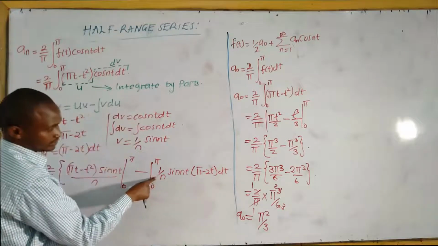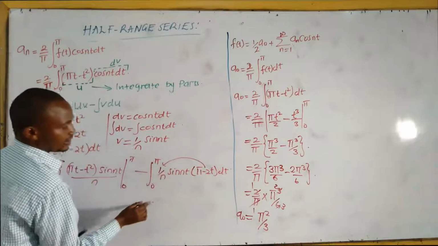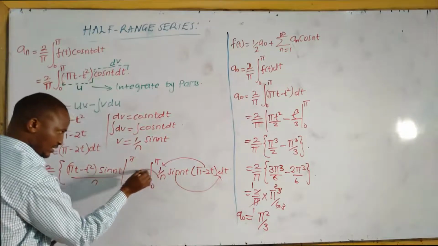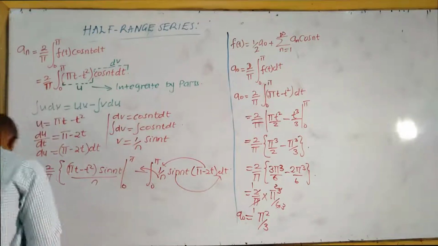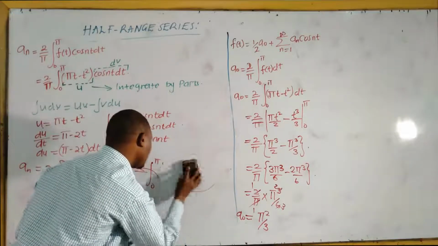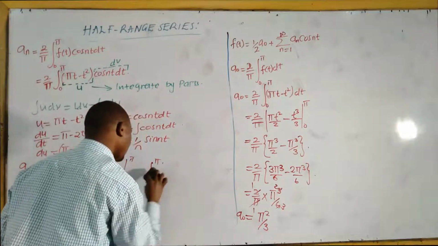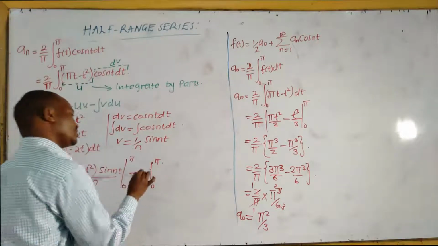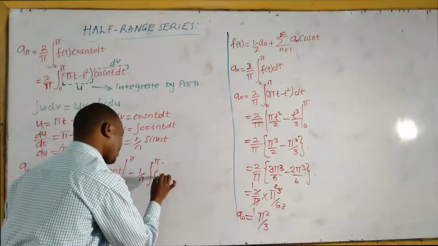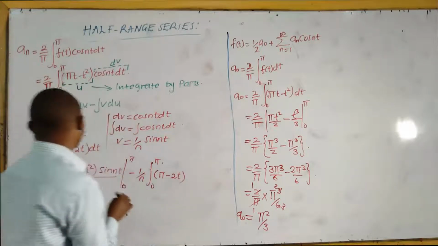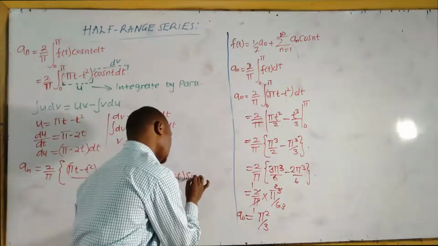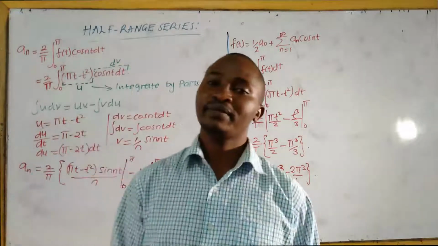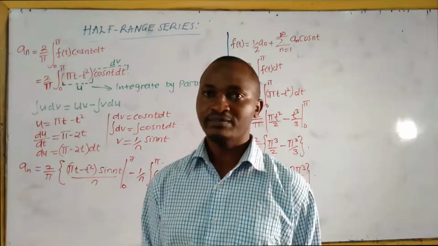Here let us do this. Let this one start here, bring this one over there, and take this one back. The 1 over n, get it outside. Most constants, you always get them outside. It is negative 1 over n, pi minus 2t, sin nt dt. I was only rearranging to make my next step of integration simpler.